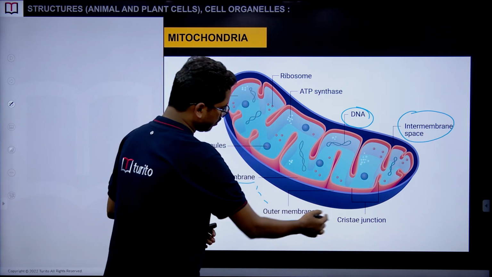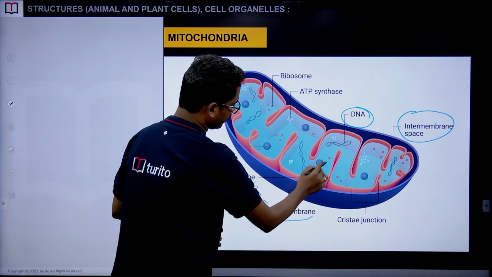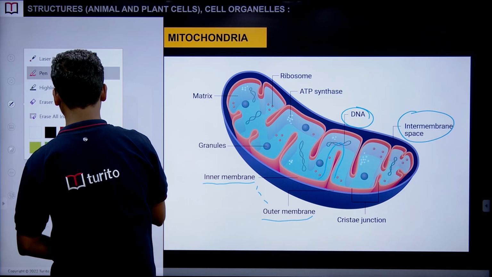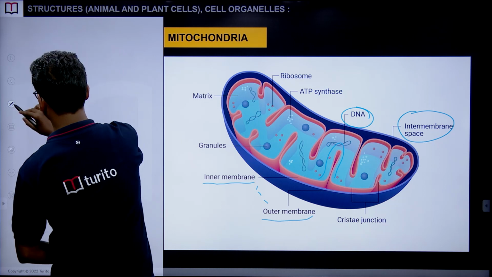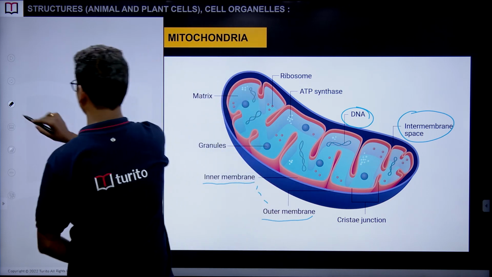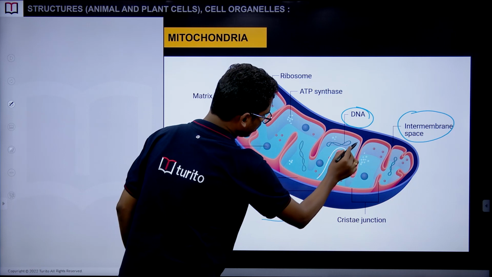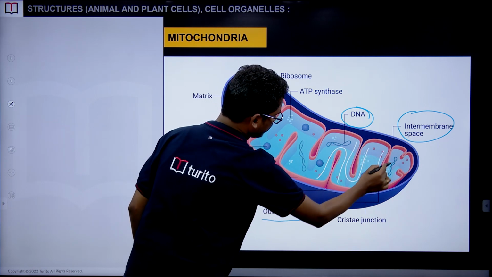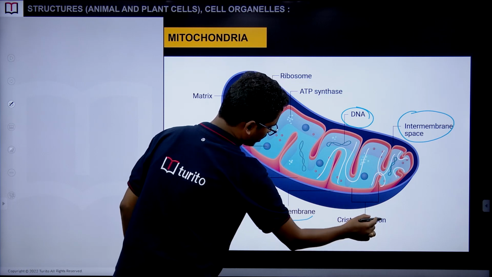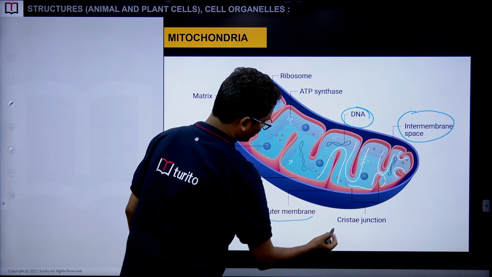And you see the inner membrane is actually forming some foldings. I am referring to these foldings. Let me use some other color. Okay, this would do good. These foldings, that is what I am referring to here. These foldings are known as cristae, and you find the junction there, the junction between the two cristae.